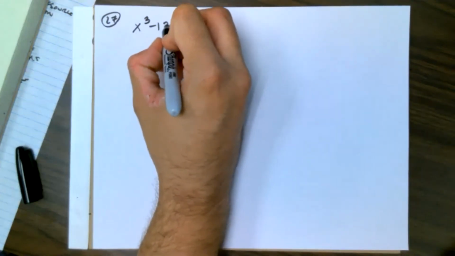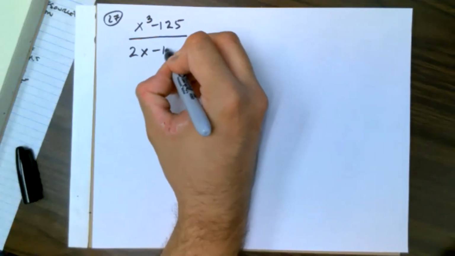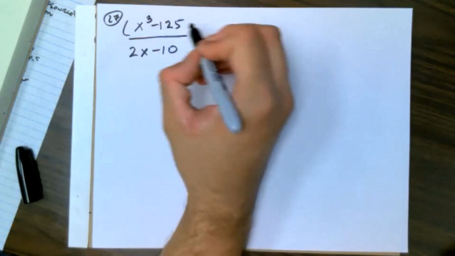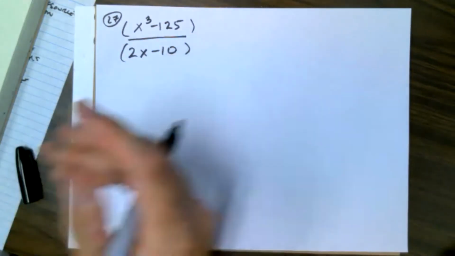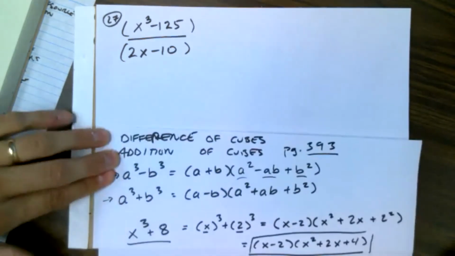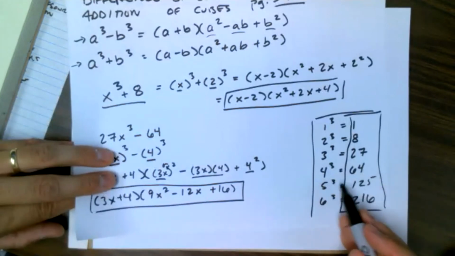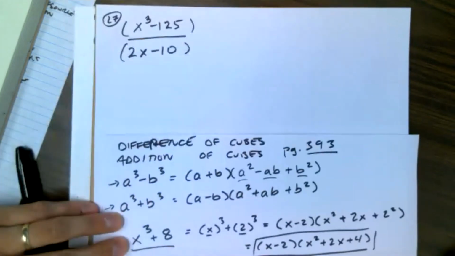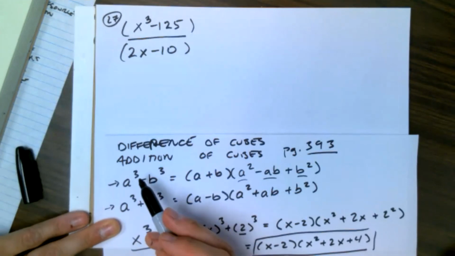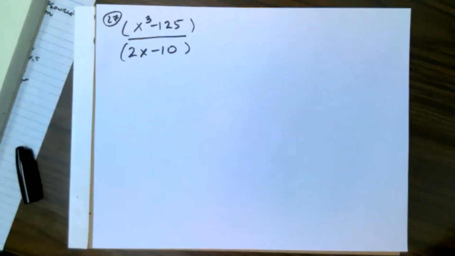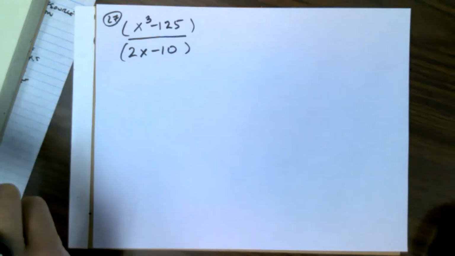X cubed minus 125 over 2x minus 10. So I want you to try this one now. But realize that numerator is a subtraction of cubes, right? 125 is 5 cubed. I can write this as x cubed minus 5 cubed and then factor it. So I'm going to pause it here. Play. Okay, so this turns out to be difference of cubes.